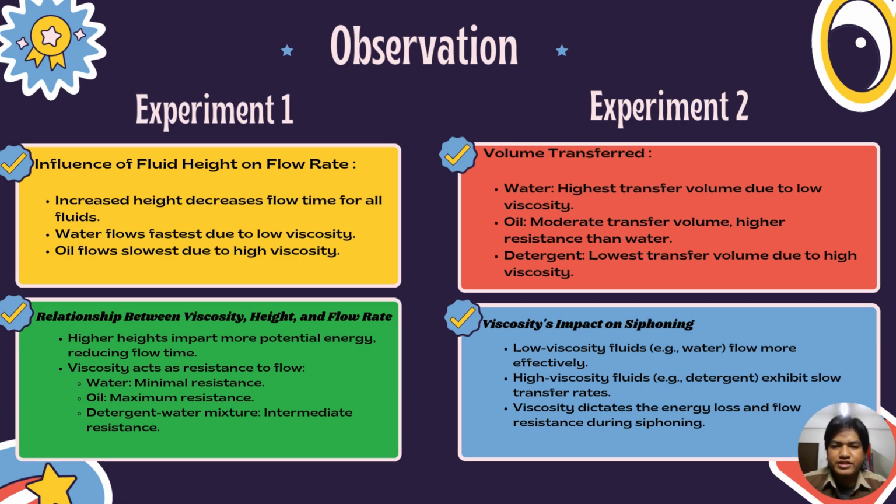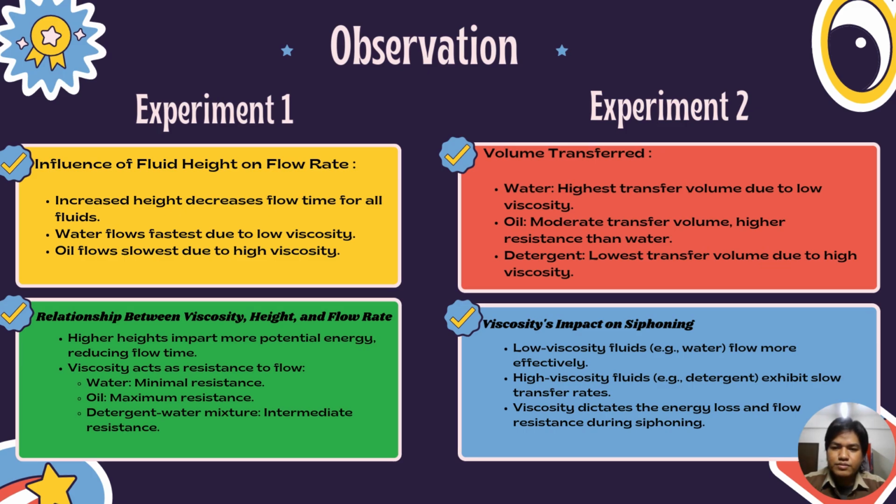Okay, for the observation, in experiment 1, the relation between fluid height, viscosity, and flow rate was examined. The results show an increase in height decreased the flow time for all fluids due to the greater potential energy imparted by gravity. Among the tested fluids, water has a faster flow rate because of its low viscosity, while the oil was the slowest due to its high viscosity.